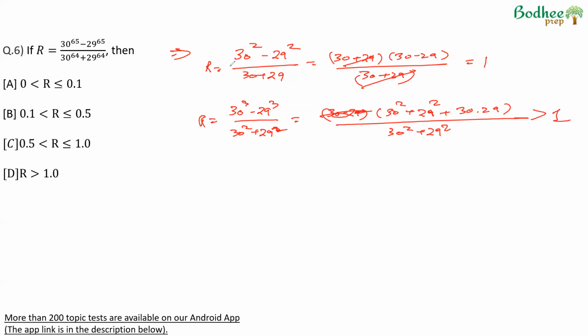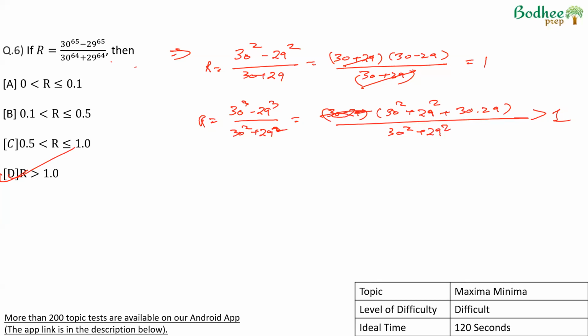So as the power increases, the value of r starts to increase. It was 1 when n was 2. By the time we reach 65, r will definitely be greater than 1. Option D becomes my answer. Now, this is a difficult question. We are solving it by approximation, and we get an answer simply because the range of r is pretty wide in the question. Therefore, 2 minutes to solve, but conceptually difficult question.